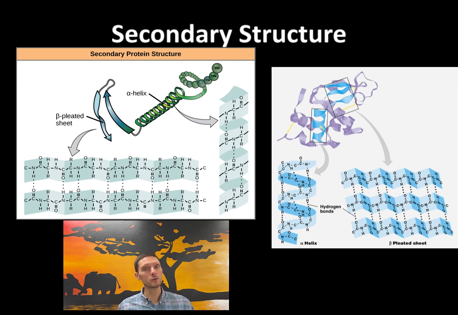And so this results in two different shapes. The first is called an alpha helix, and this is kind of like a double helix of DNA, except it's just one strand, so it's one kind of spiral staircase. And it's a helical shape with hydrogen bonds between the adjacent turns of the helix.